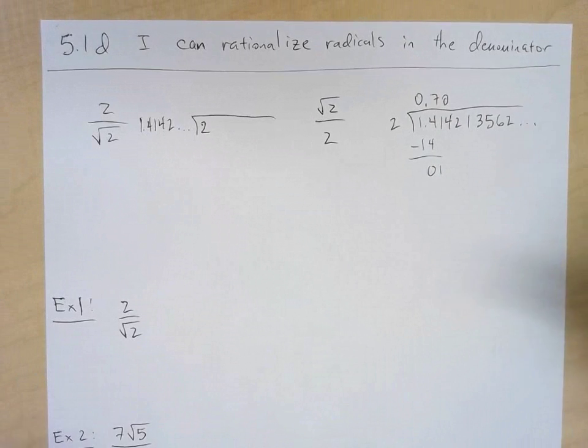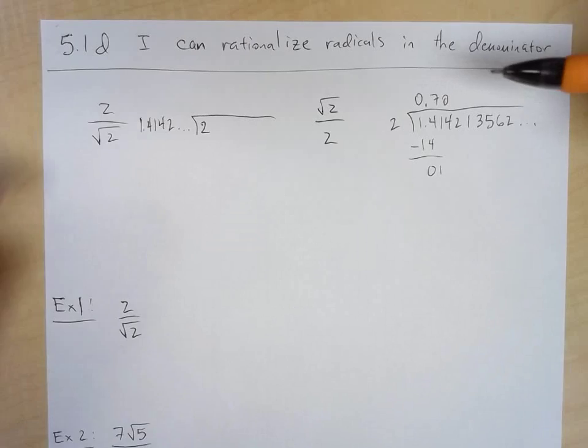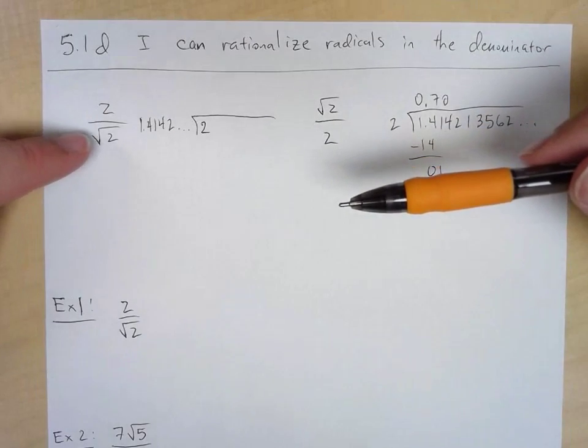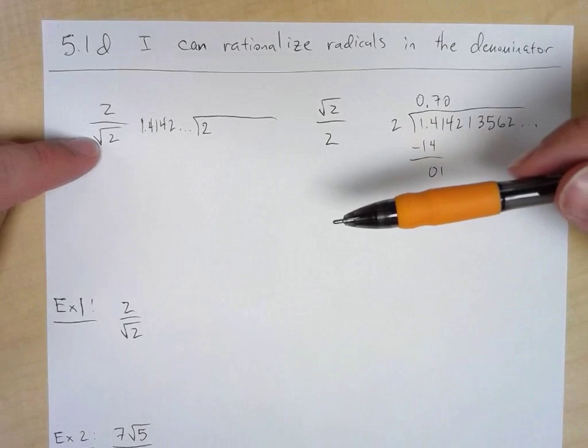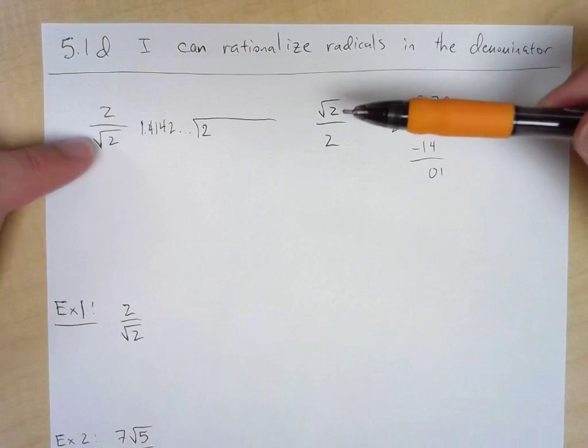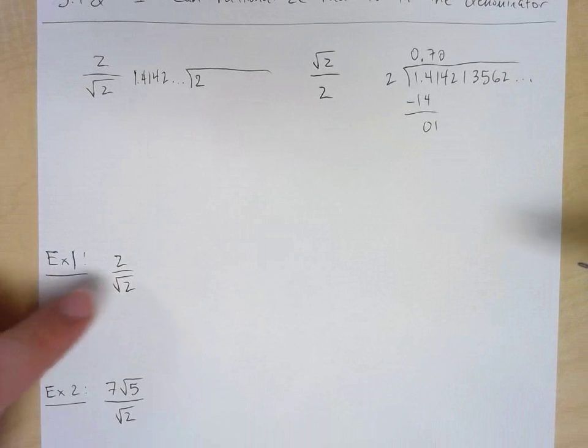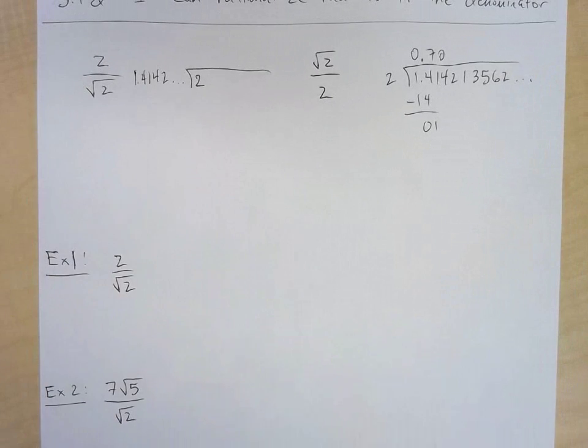So when we rationalize the radicals, what that's saying is we need some math trickery to make it so instead of having a number that looks like this, where we have radicals in the denominator, we're going to have radicals only in the numerator. Okay, so let's take care of this pesky thing right now. Let's use example 1, 2 divided by the square root of 2.